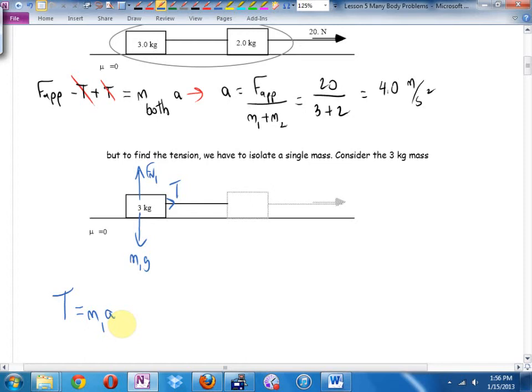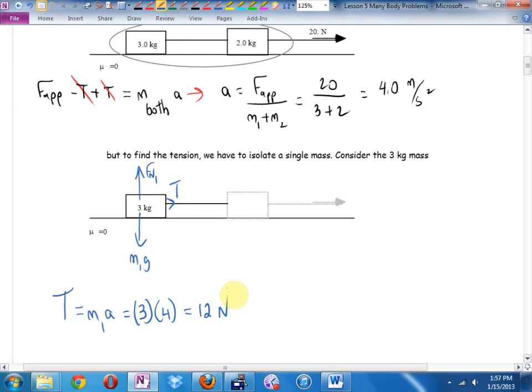This tells me the tension in the rope. I go look at a single mass. How big is mass 1? 3. What was the acceleration? 4. How many newtons of force, because tension is a force, and this is mass times acceleration, how many newtons of force must this rope be able to hold for this to work? If it can't hold 12 newtons, it'll snap. Oh, and if it can hold more, we got plenty of room to play with.